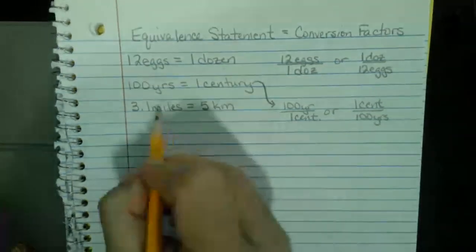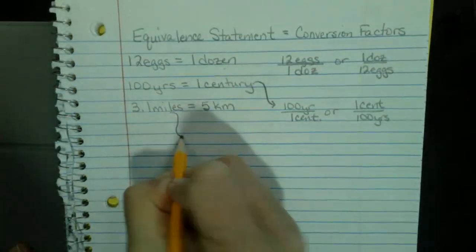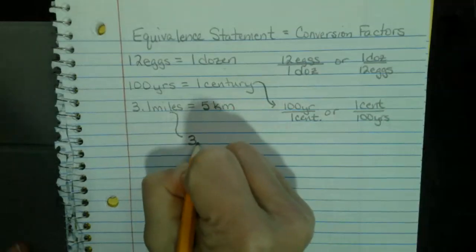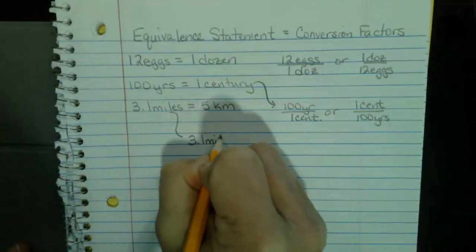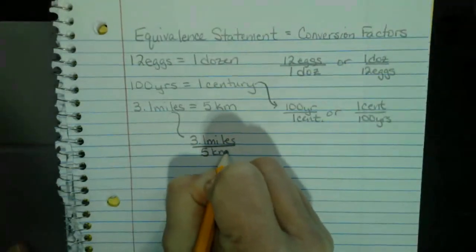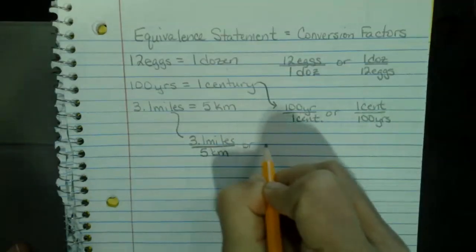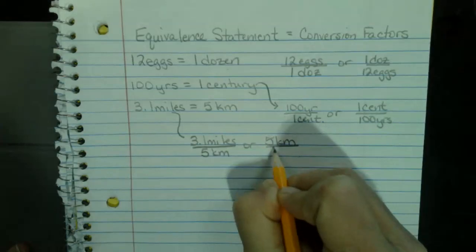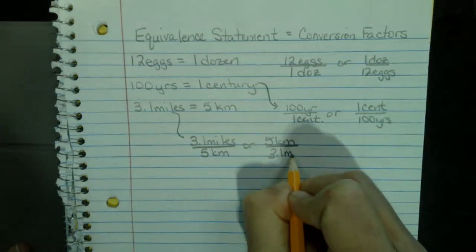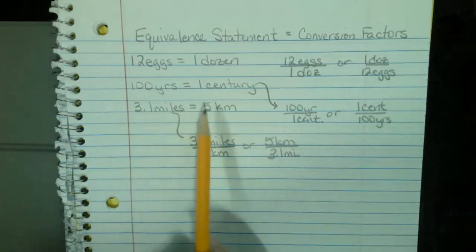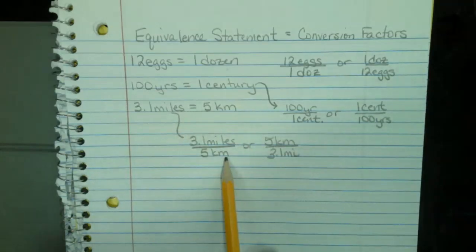It doesn't have to have a 1 in it. For instance, if you're a runner or a waddler like I am, you know that 3.1 miles is the same thing as 5 kilometers. But you could also write that as 5 kilometers is the same thing as 3.1 miles. Anytime you have two measurements equal to each other, they can be changed into a conversion factor.